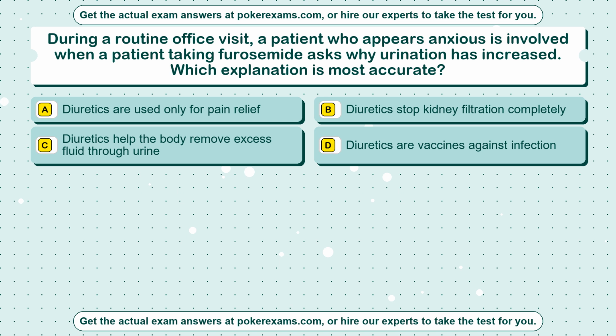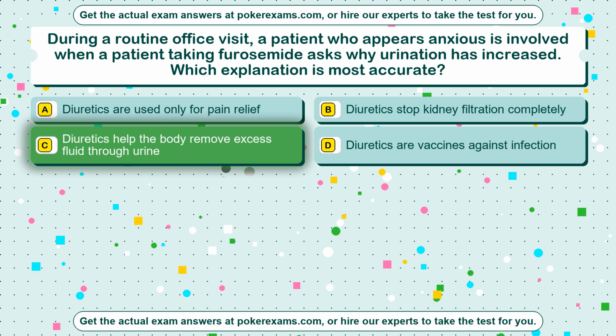Option A. Diuretics are used only for pain relief. Option B. Diuretics stop kidney filtration completely. Option C. Diuretics help the body remove excess fluid through urine. Option D. Diuretics are vaccines against infection. The correct answer is option C. Diuretics help the body remove excess fluid through urine.